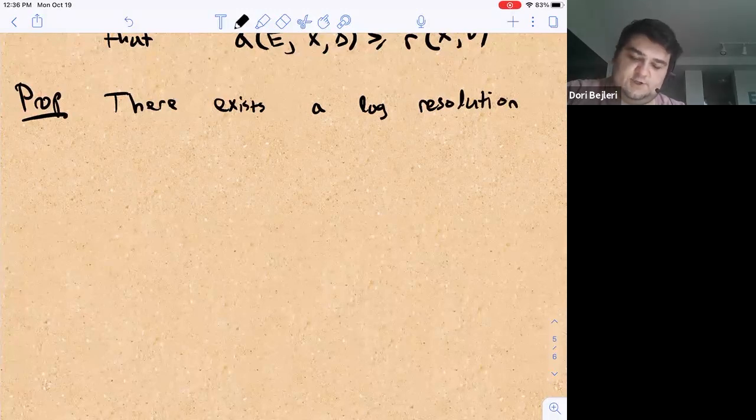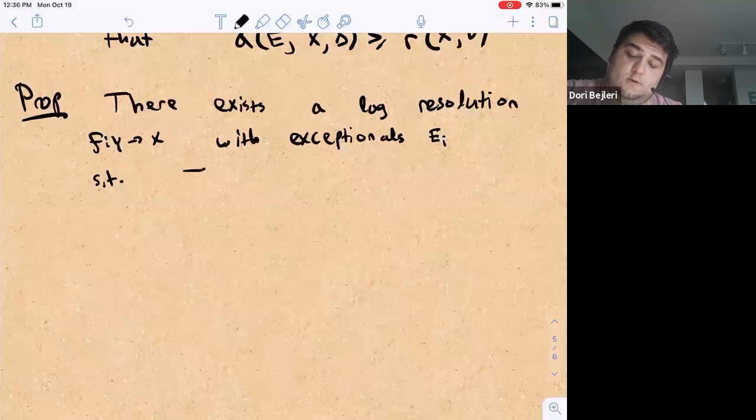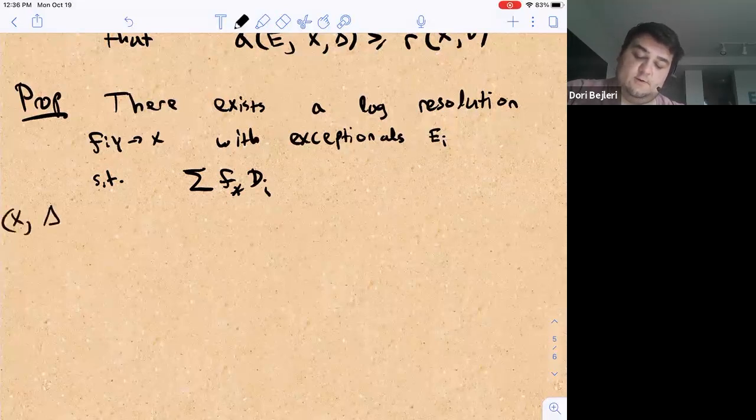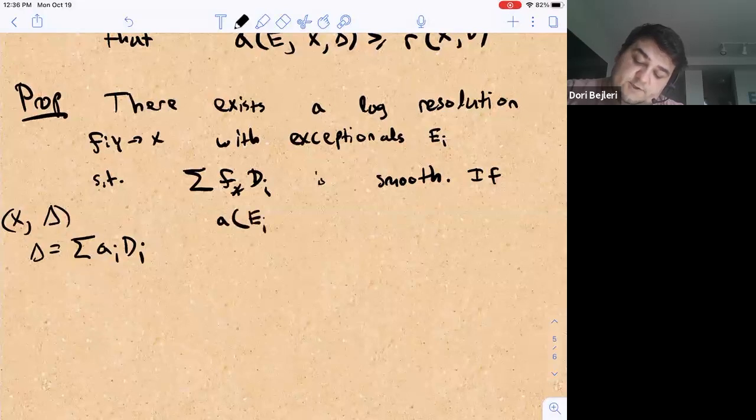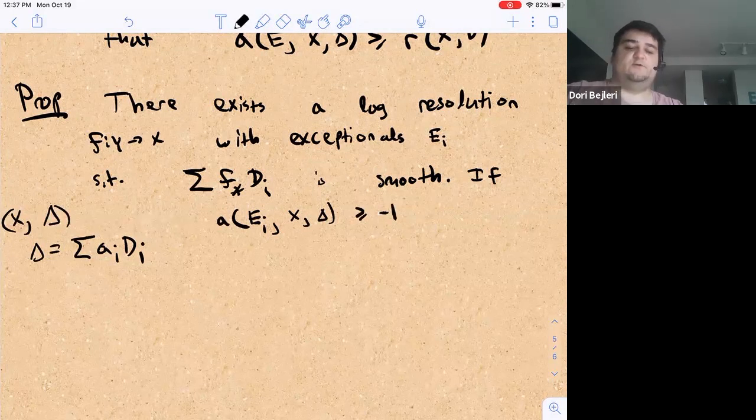Okay, so the first part of the lemma is there exists a log resolution f from Y to X with exceptionals Ei such that the divisor we get by just strict transforming each of the divisors on X, so on our boundary, is actually smooth. And then if we pick such a resolution and we see that all the discrepancies of the exceptional divisors on this particular resolution are greater than or equal to -1, are above this threshold below which things just go wild, then the discrepancy is given by just this particular resolution.